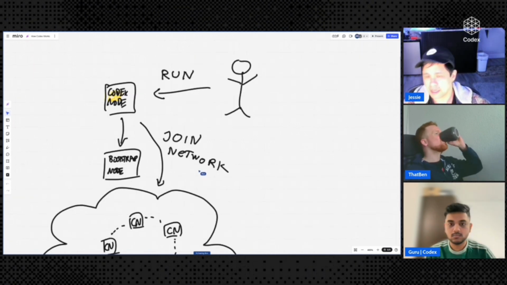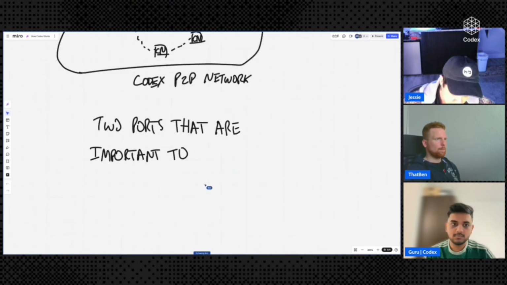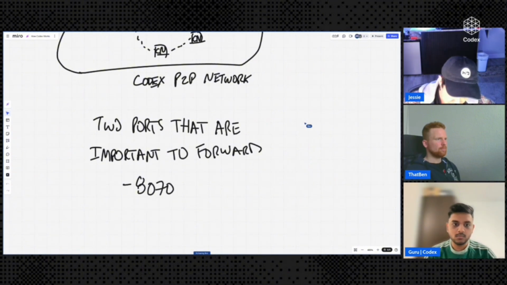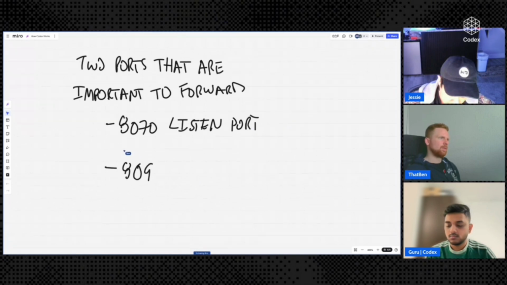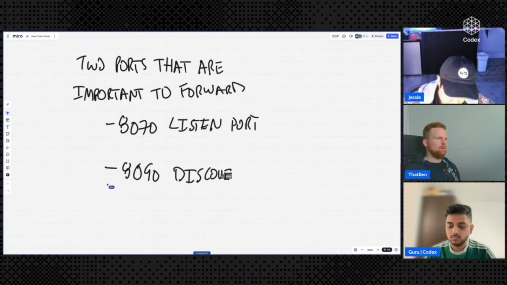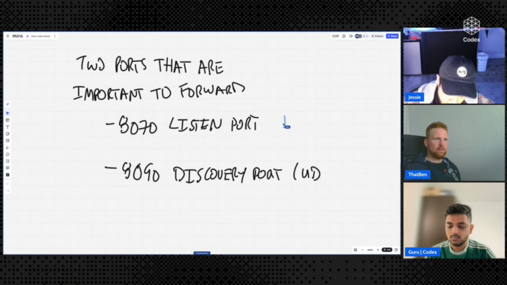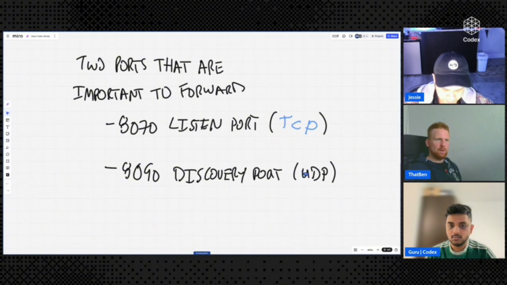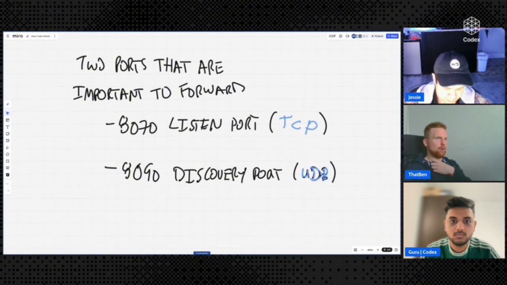Do we want to talk about the two ports that are important to forward? So we have 8070, which is a TCP port, and 8090, which is a UDP port, used for discovery. They are configurable. Those should be exposed to the internet so that other people can call you.